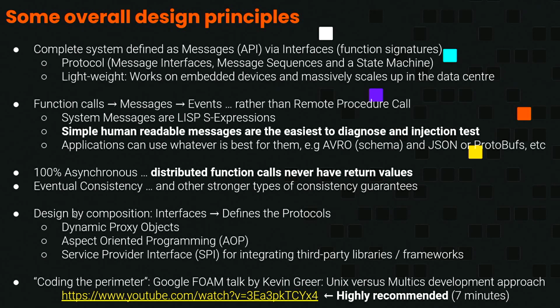The other thing we use is dynamic proxy objects, so we can have layers of abstraction, so we can abstract out different third-party things. So we can have MQTT as a transport, or ROS, or GraphQL going over HTTP. Or we can swap in different security models and so on by doing that. And just as an aside, there's a great talk by Kevin Greer around the FOAM group at Google, and he is comparing the advantages that Unix had over Multics because they did what was called coding the perimeter.